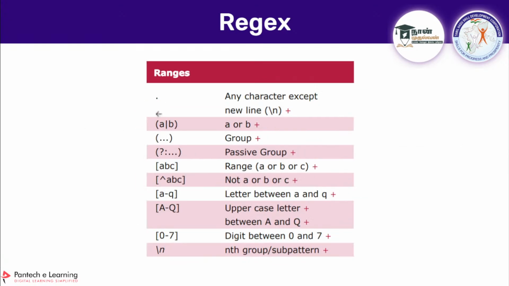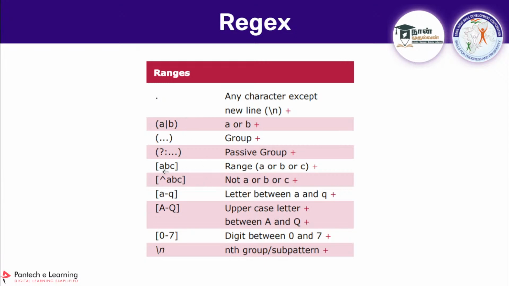And you can mention the ranges also. For example, if you mention a dot, it should be actually any character except a new line. If you want to mention something like this or that, you can go with mentioning inside parenthesis, and you can go and mention this or operator, A or B.